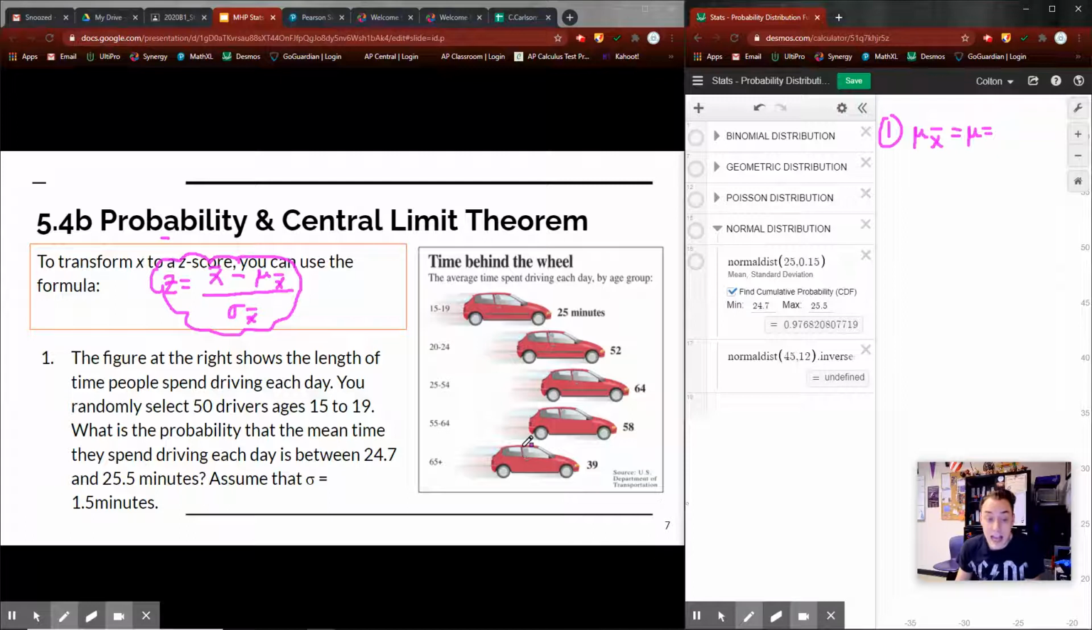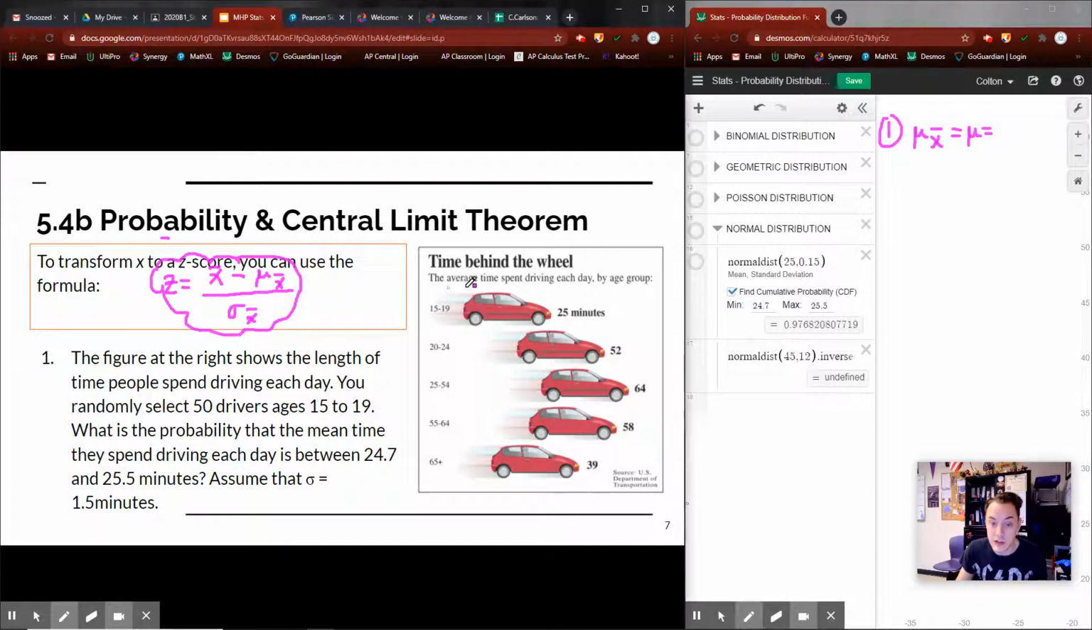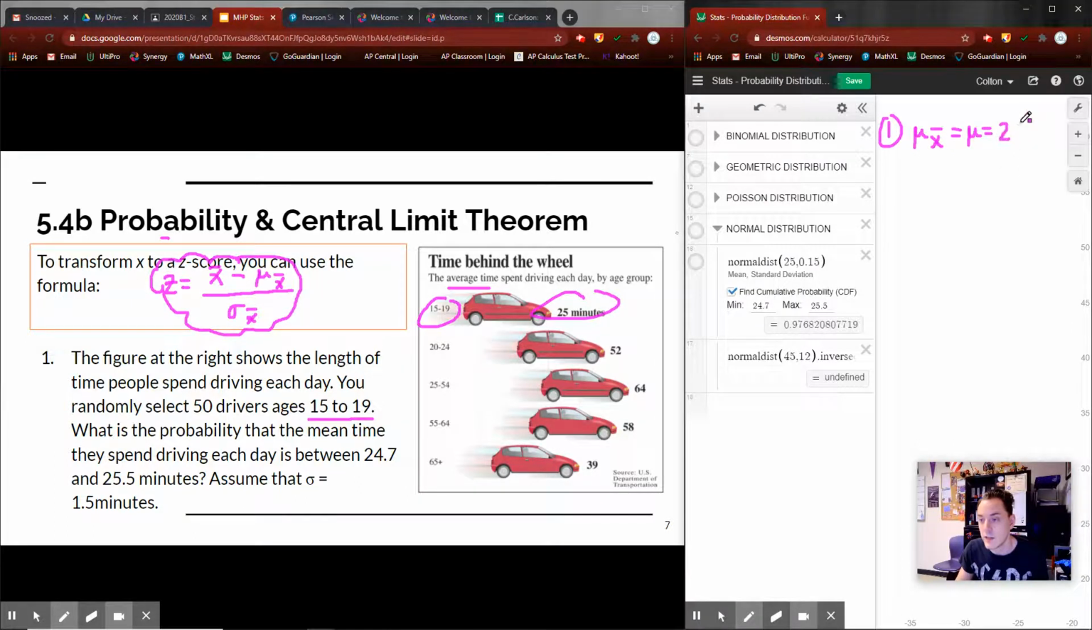So what's the average time? So length of time driving each day, and this is by group, but this is the average right here. So I want to know between 15 to 19. You select 50 drivers, but 15 to 19. So I want this age group, and this is my mean. So if that's my population mean, what's going to be my sample mean? 25. And so that's my first answer, 25.